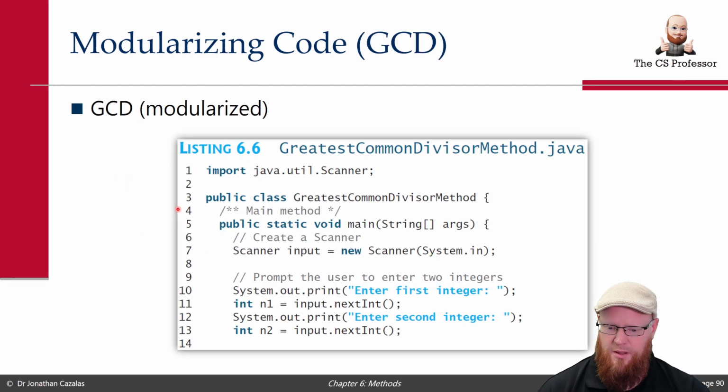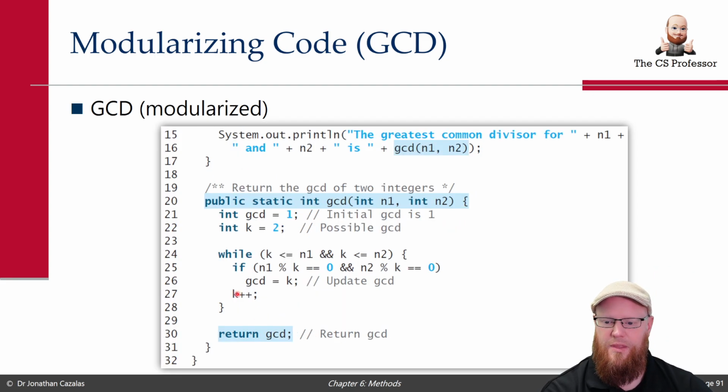Here's our main. We ask the user for an integer. We ask them for a second integer. We print the greatest common divisor or the greatest common factor for N1 and N2 is, and then we just print it and we call that particular method. And here's the method. So why is this a better solution than not having modularized code? But why is it better than if we didn't have any method at all?